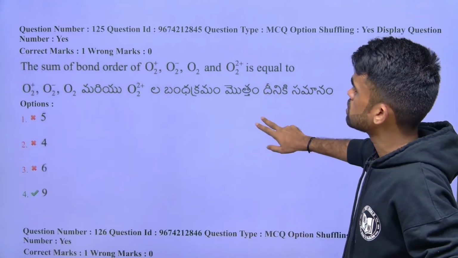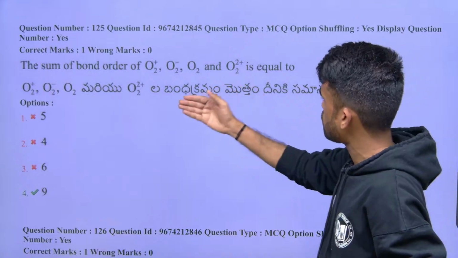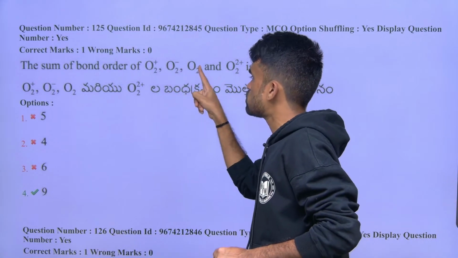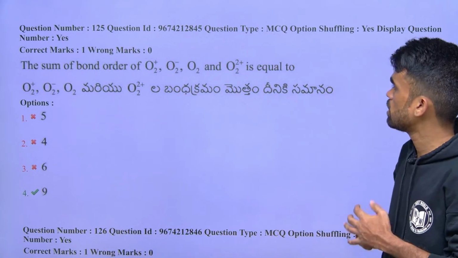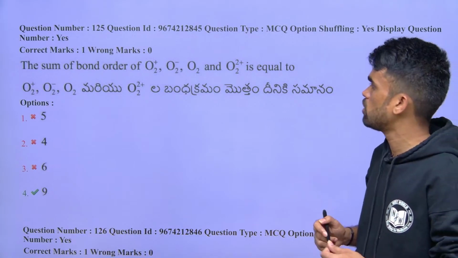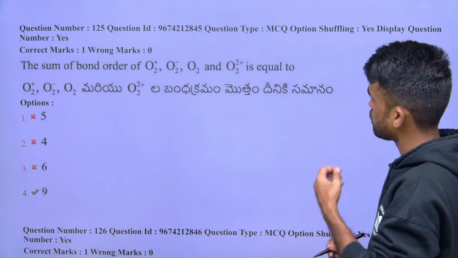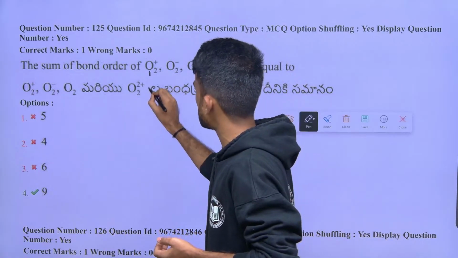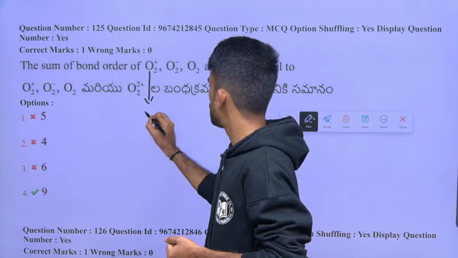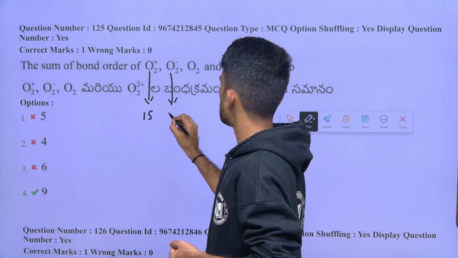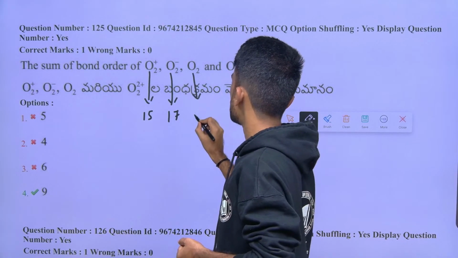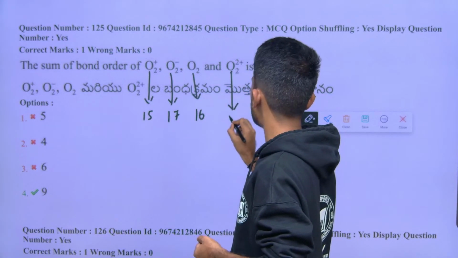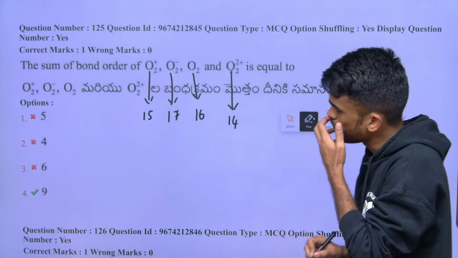Now find the sum of the bond orders of O2+, O2-, O2 and O2 2+. How can we solve this kind of question? For O2+ we have 15 electrons in total. For O2- we have 17 electrons. For O2, 16 electrons, and for O2 2+, 14 electrons.